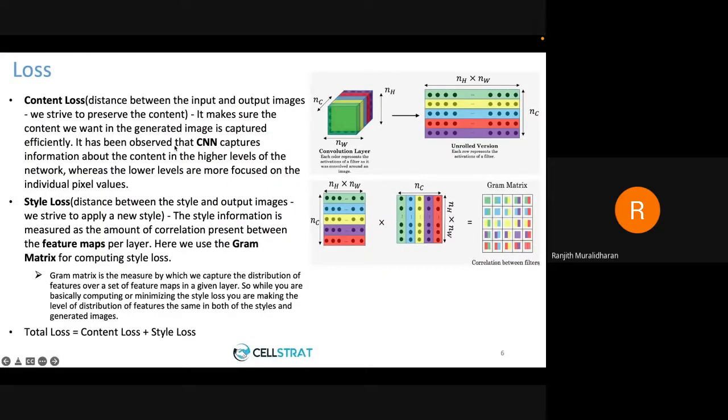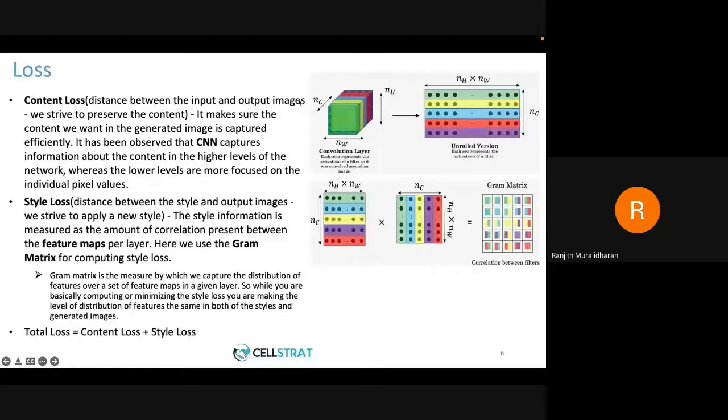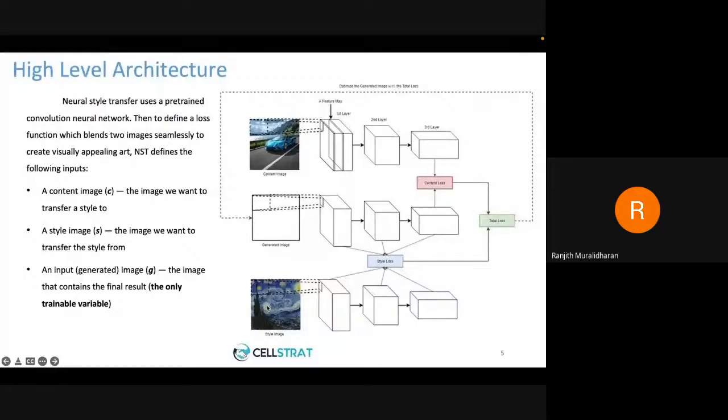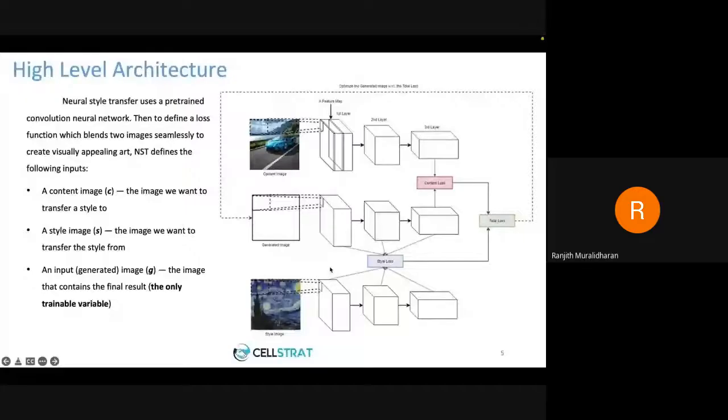Now, content loss is pretty straightforward. It is nothing but the distance between your input and your output image. But style loss is very important. It is the correlation between your different feature maps. Here, the style image goes via different layers: your first layer, second layer, third layer, and so on. Each layer will have its own feature map. The correlation of each feature map between one layer and another will give you the style loss.